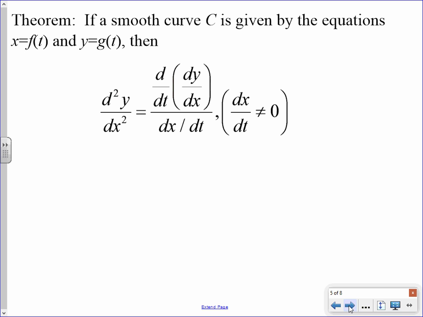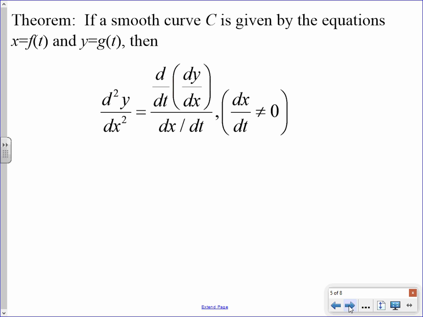And only dx/dt cannot equal 0? Correct. The same could be said about the third derivative. If we wanted to find the third derivative, which we won't, parametrically, we could take the derivative of the second derivative and divide it by dx/dt. Okay, I won't make you do that, but that's how we do it.